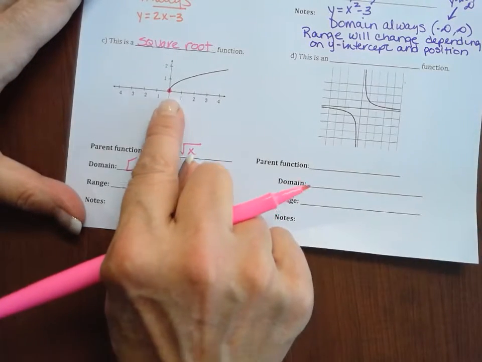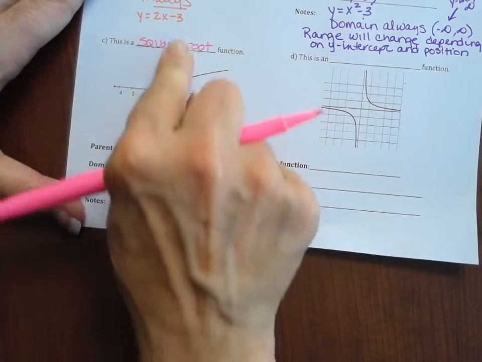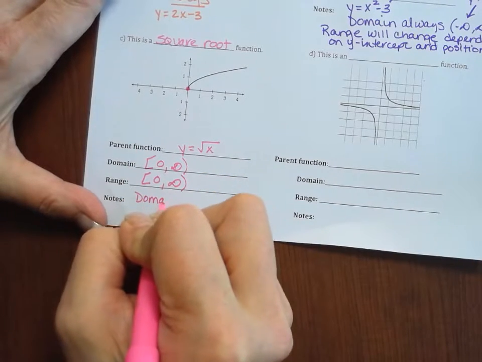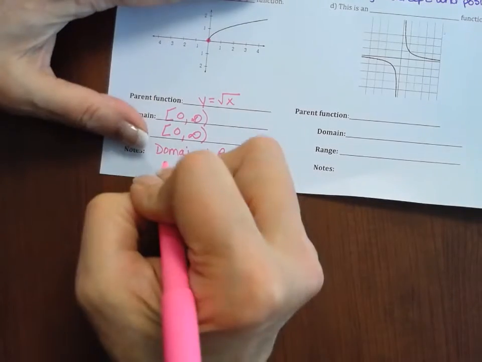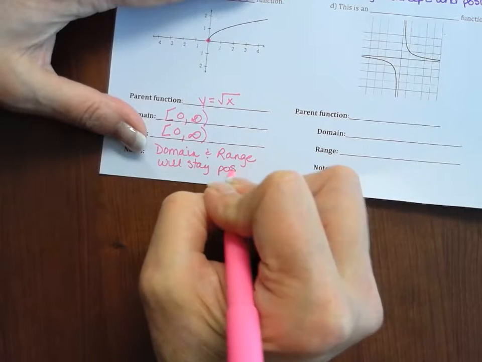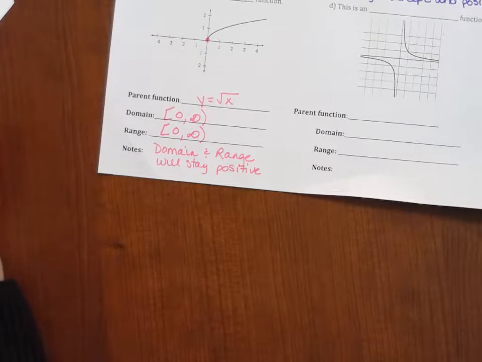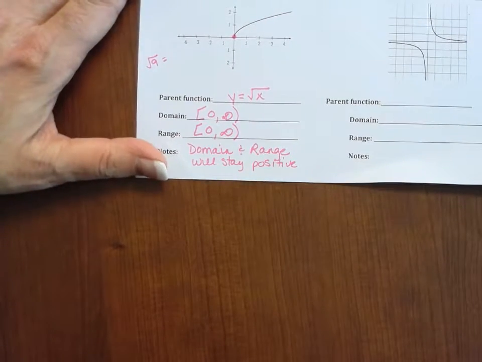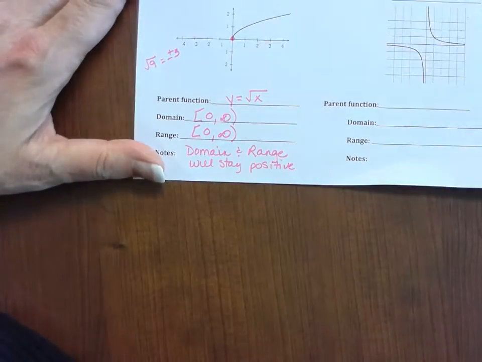And if I go up the graph on the y, it's the same thing. I start at 0, and I'm going up to infinity, right? So that means my domain and range will stay positive. And think about that. That kind of makes sense because what's the square root of 9? Plus or minus 3, right? I'm good with that.